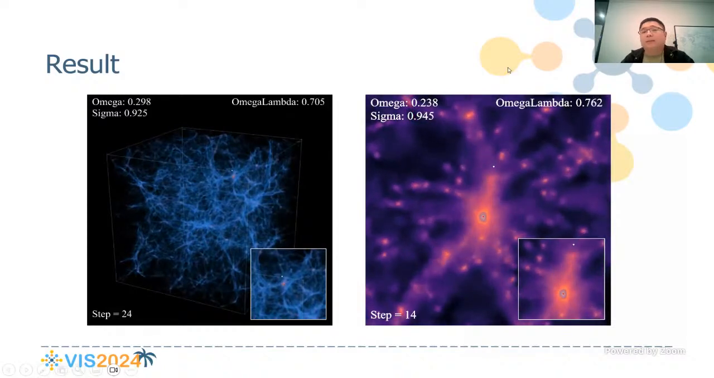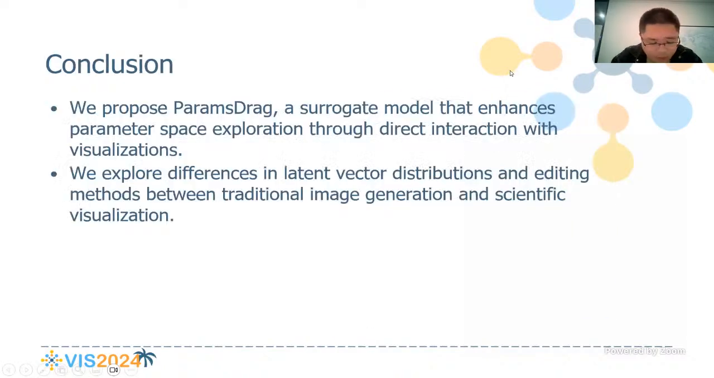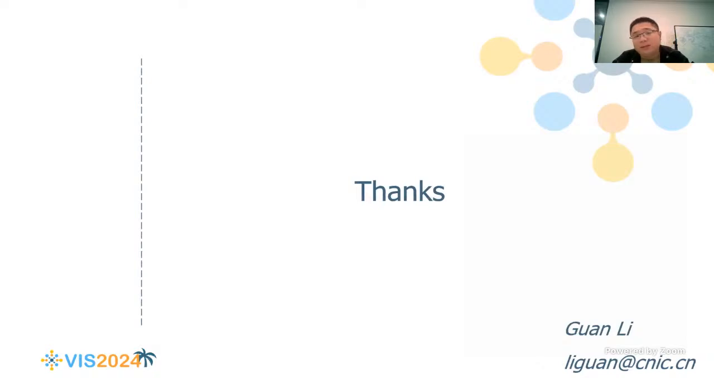In this paper, we proposed ParamsDrag, a surrogate model that enhances parameter space exploration through direct interaction with visualization. Thanks for listening. That's all.